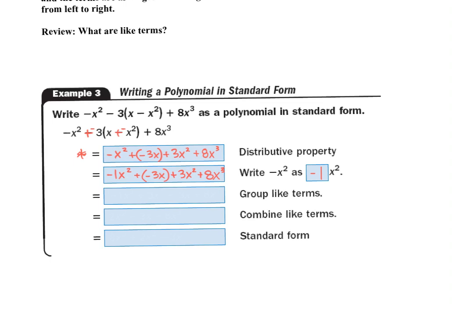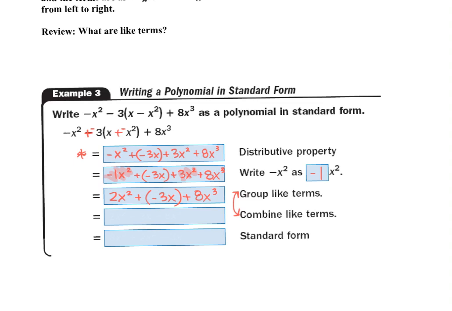All right, now I need to combine like terms. So I'm looking for which terms have identical variable parts, and that would be this and this because they both have an x squared. So negative 1x squared plus 3x squared is 2x squared. Plus negative 3x plus 8x to the third power. I kind of combined these two steps into the same one. I grouped them and combined them all together.